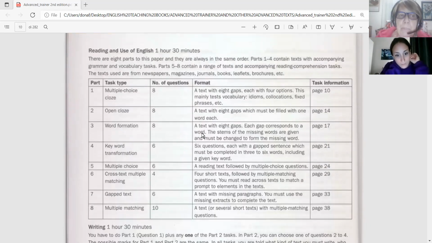So this is the level, the grading, and so on. This is important: how is the exam composed? There are 8 parts to this paper, and they are always in the same order: Reading and Use of English. And you have 1 hour and 30 minutes to do 8 parts. So it's not a lot of time. So 8 exercises for 1 hour and 30 minutes.